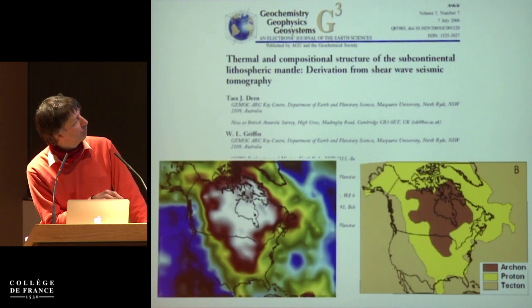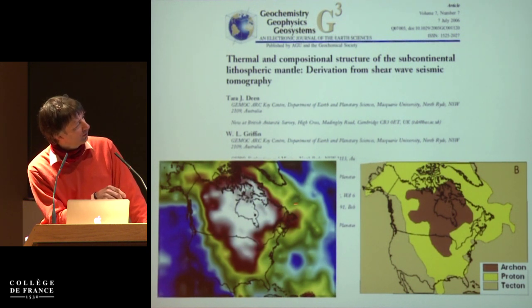Other data, again from the Sydney group, showing the same thing here. Apparently depleted material sticking out into the passive margin. Again here they argue that this yellow material is actually reworked mantle lithosphere.